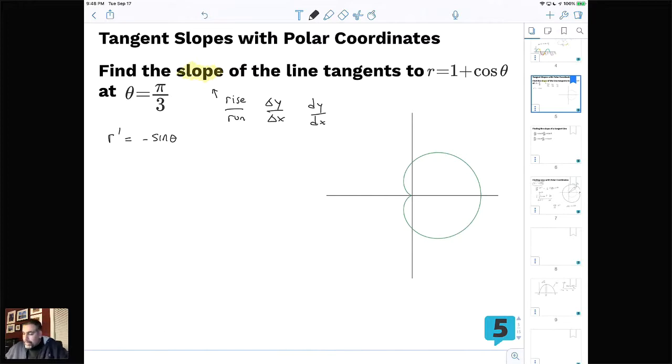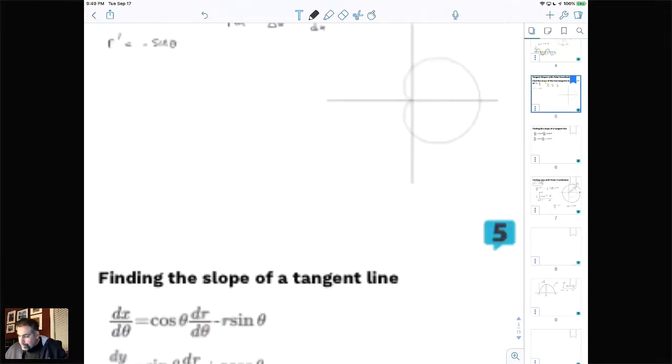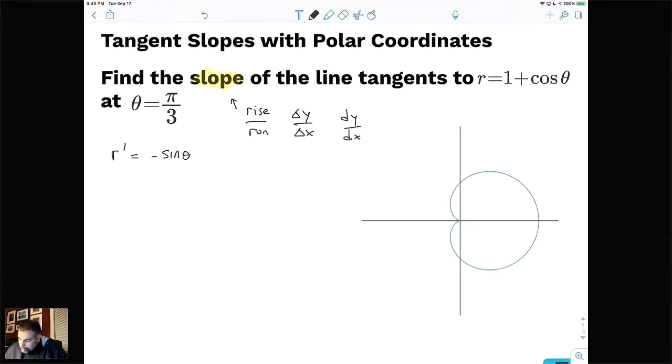Because when we draw that tangent line at pi over 3, we're really talking about this point right here and trying to find the equation of that line right there. Well, since this is still an x-axis and this is still a y-axis, the slope of this line is still given by a rise over run. So we're still looking for dy over dx.